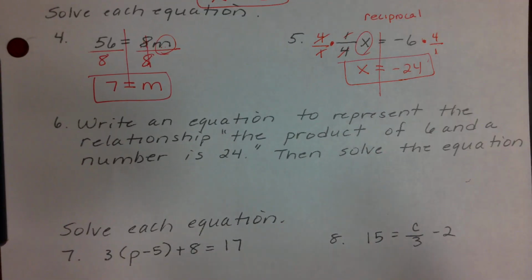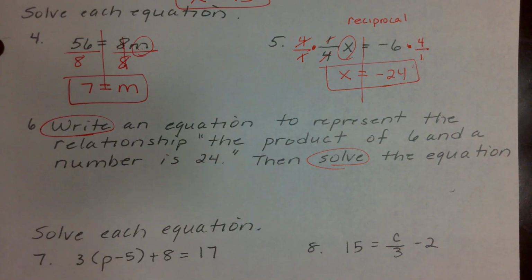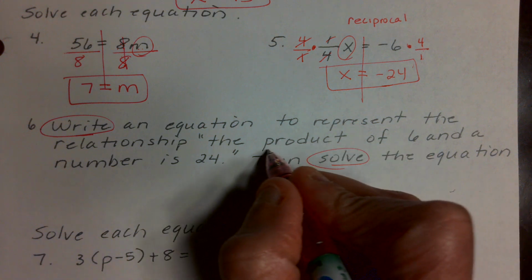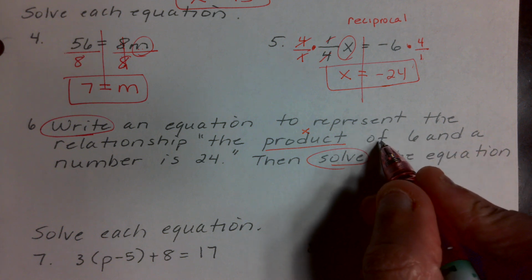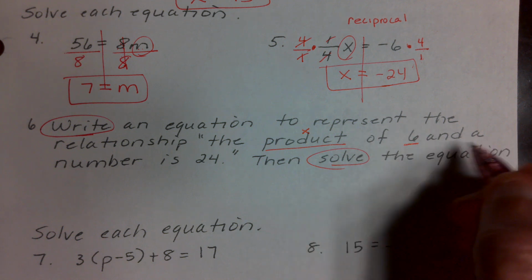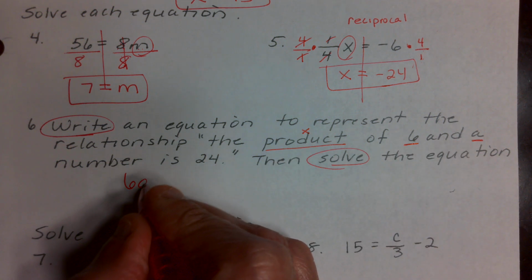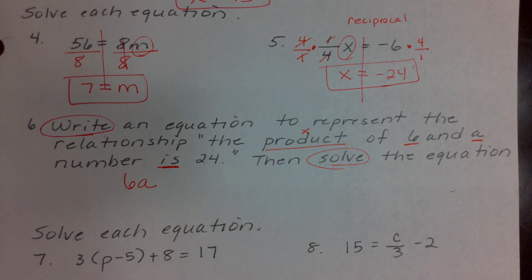On we go, and we get to do another one like this where there's two verbs. We're going to write, and we're going to solve. And I'd like you to try to get in the habit of circling those verbs so that you don't forget part of it. Write an equation to represent the relationship, the product. So product means multiplication of, now it's going to tell you this of triggers you to tell you the two things that are getting multiplied. The product of 6 and a. So I can write that as 6a is, I think I wrote that backwards. The product of 6 and a number is 24.